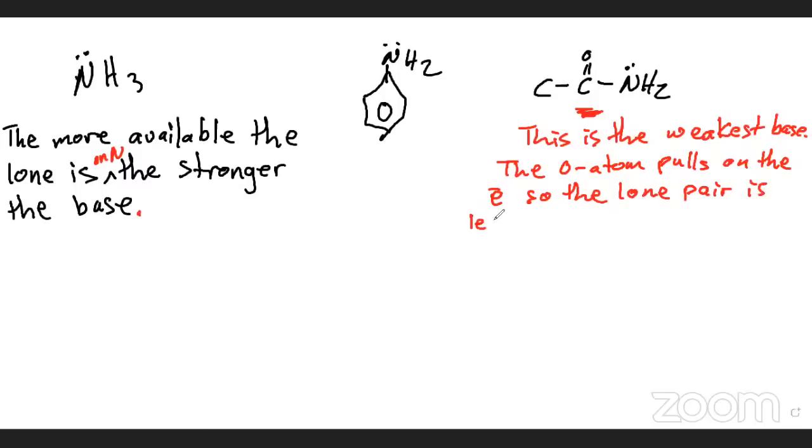Sir, what's that word after the lone? So the oxygen atom pulls on the electrons on the other side, for the lone pair. Oh, over here, the more available the lone pair. Oh, let me fix that. Give me a second.